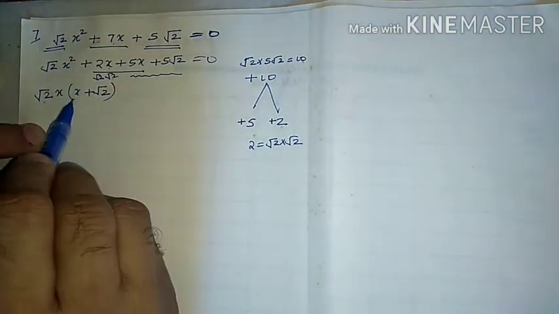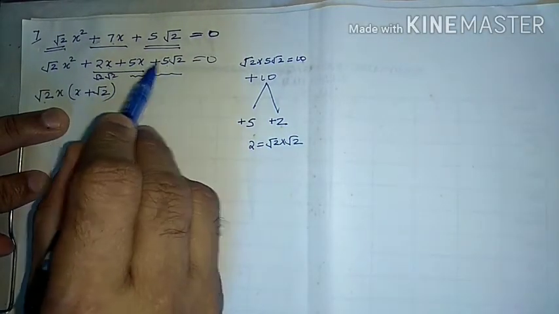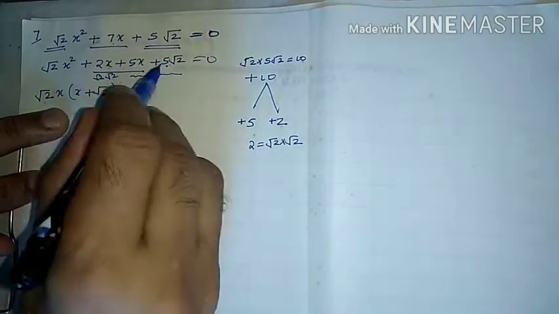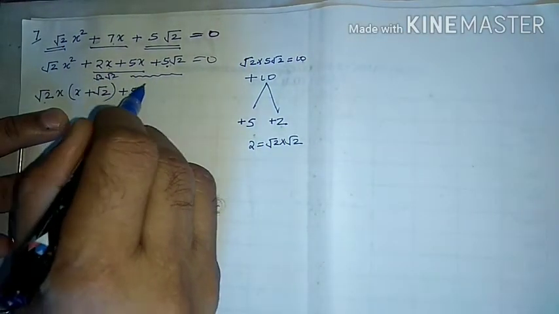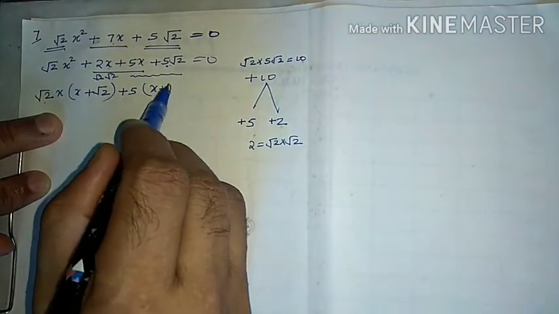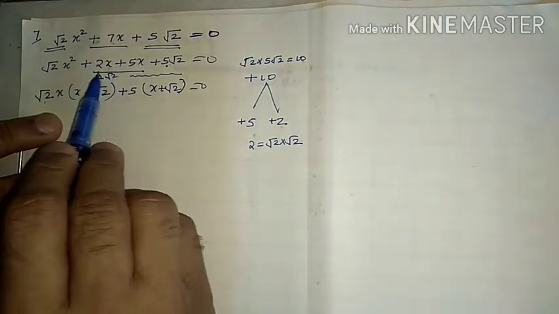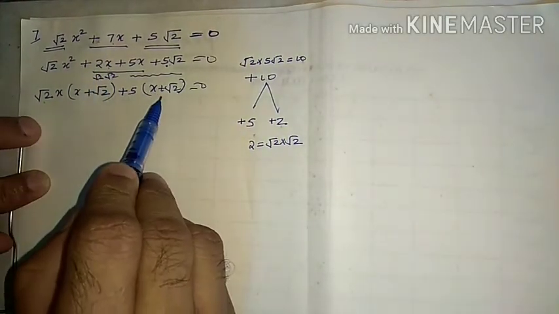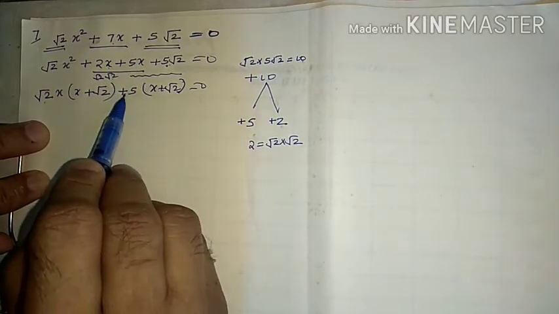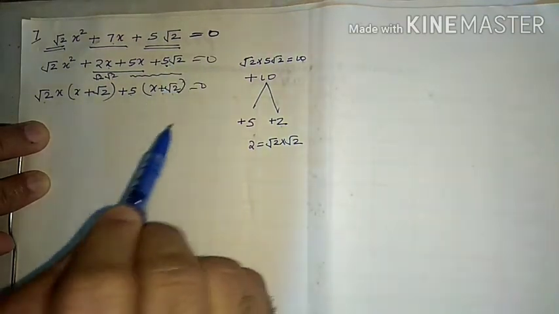Now from the other two terms, the same factor x plus root 2 should come. What is the common here? 5. We take 5 out, plus 5, then x plus root 2 equal to 0. If we split the middle term properly, the same term will come across. Otherwise, 5 into x is 5x, plus into plus is plus, 5 into root 2 is 5 root 2, equal to 0.